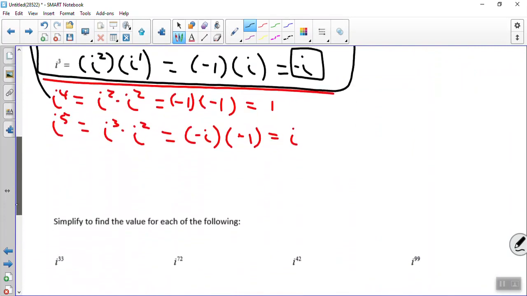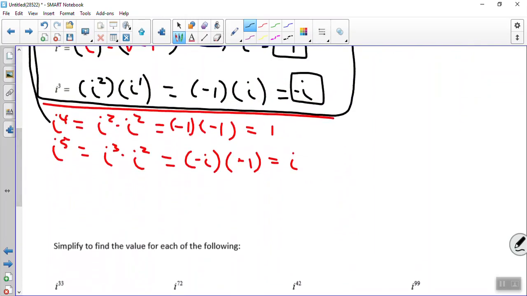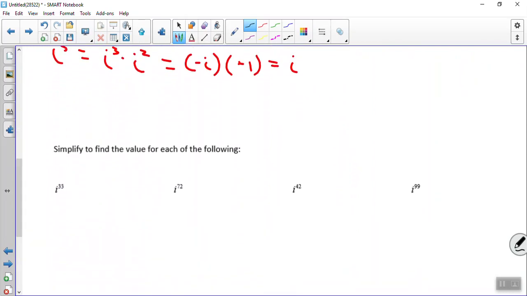And since it's a cycle of 4, it starts over every 4, so any number divisible by 4 is going to be the same as i to the 0 or i to the fourth. So any number divisible by 4, let's look at i to the 72nd. That's divisible by 4. It doesn't matter by how much. If you divide that by 4, there's nothing left over, so that's the same as i to the 0. i to the 0 is 1. So i to the 72nd power is 1.